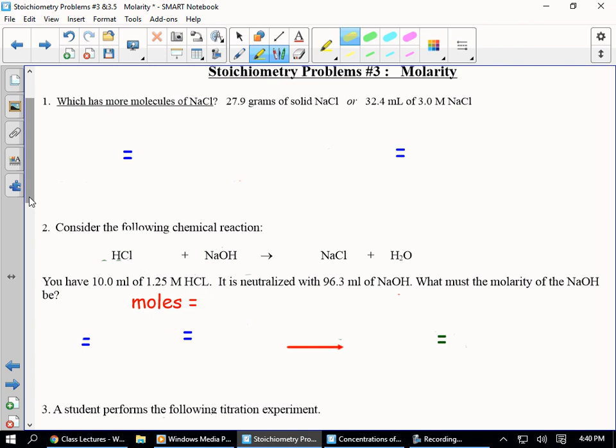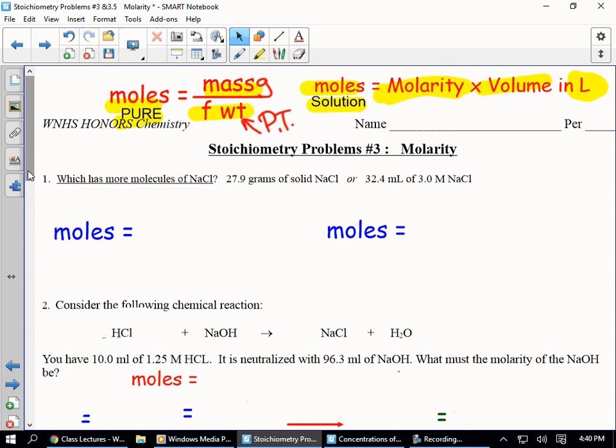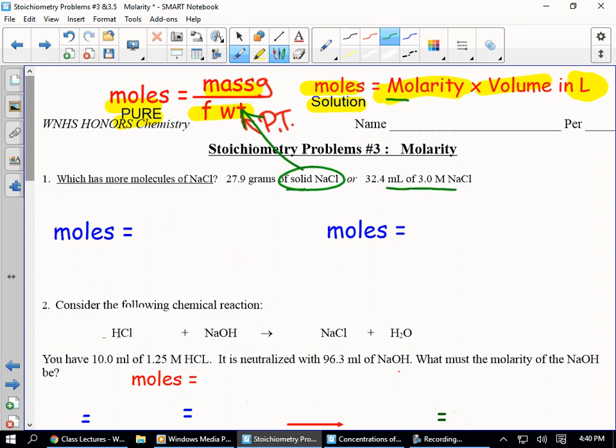So the first question said, which has more molecules of salt: 27.9 grams of solid salt or 32.4 milliliters of a 3 molar salt solution? To figure out which one has more molecules, we're going to put each one into moles. We know this is a solid NaCl, so I can't use the molarity equation. I'm going to use the mass equation for the first one, and the second equation for the second one. Be very careful of this unit.